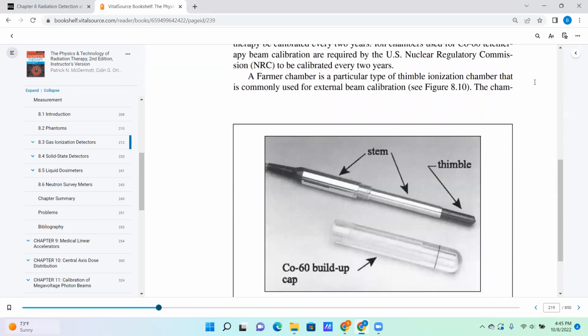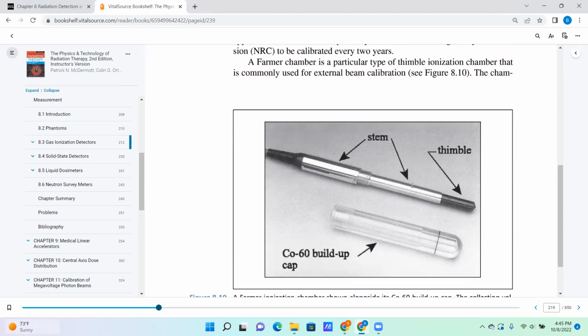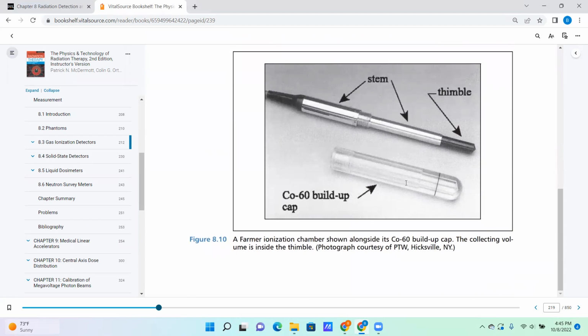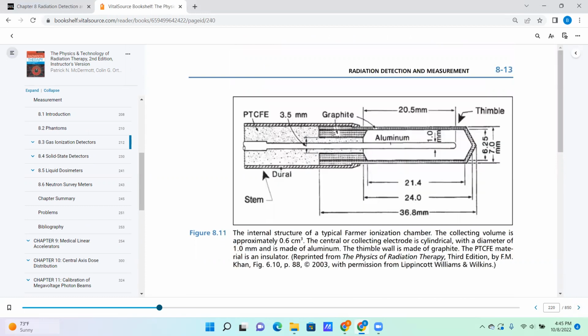Farmer chambers, a particular type of thimble ionization chamber, are commonly used for external beam calibration. So this is an example of a buildup cap and a thimble chamber. This is a Farmer chamber. This is the inside of a Farmer chamber. The collecting volume is approximately 0.6 cm cubed. The central or collecting electrode is cylindrical with a diameter of 1 millimeter and is made of aluminum. The thimble wall is made of graphite.